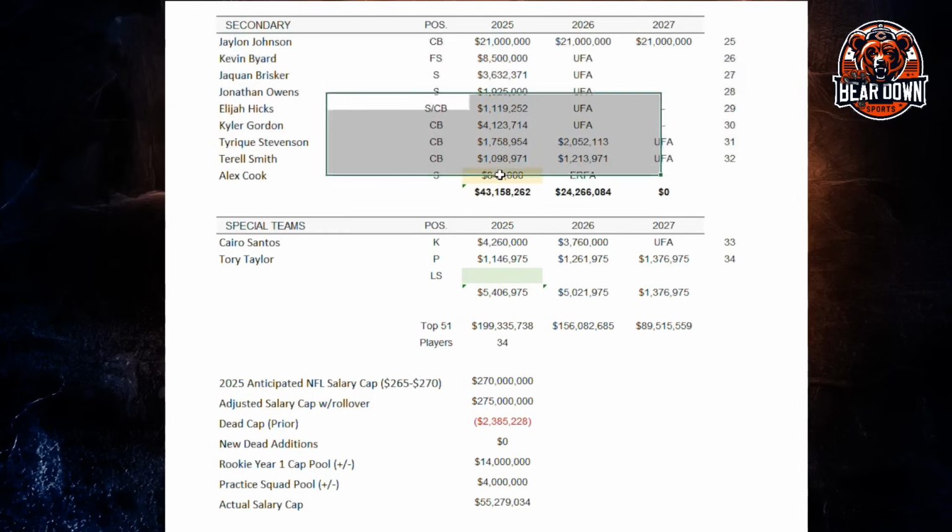I probably should have added a couple spots because we usually go into the season with 10. There's 4, 5, 6, 7, 8. So I'll add that for the next spot here. But this is where we stand.